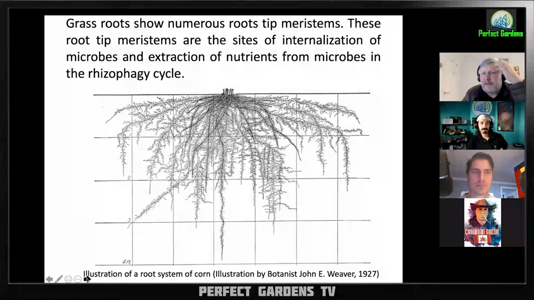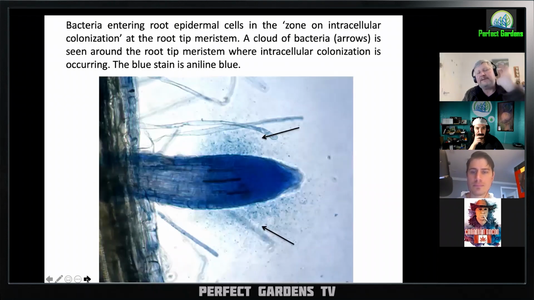Okay, so the process, all of this rhizophagy cycle happens at root tips. And so you can see here, this is a grass. Grasses have a lot of root tips. You can see all the little lines all over these roots. Those are the tips of roots where rhizophagy cycle would be happening. So grasses do this a lot. And so they'd be getting a lot of nutrients from bacteria in soil through the rhizophagy cycle. But all plants do it. All plants do it in the roots, and they take it in, just some more than others.